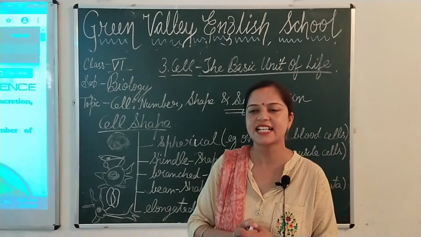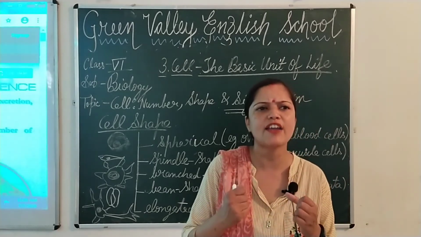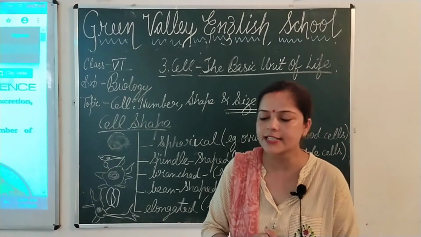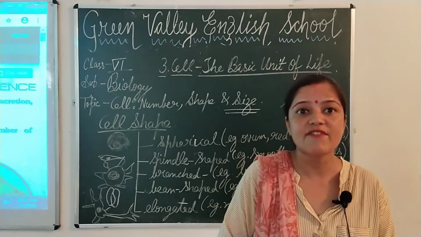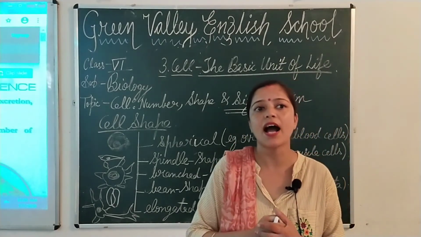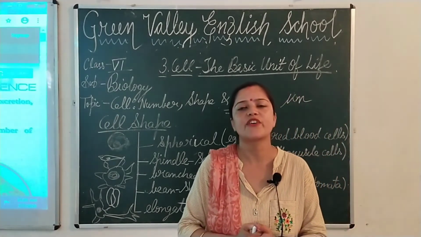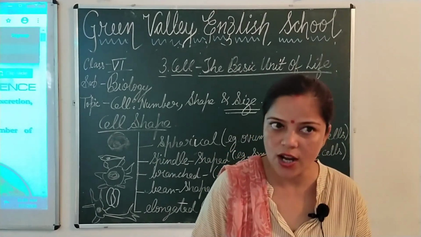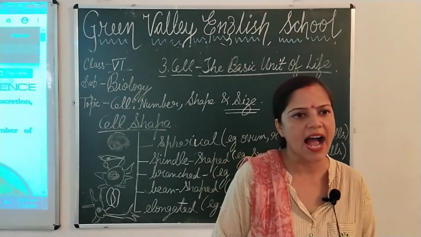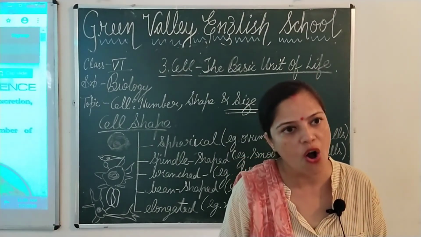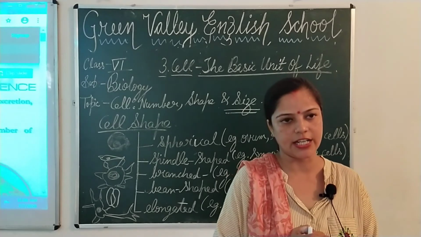The smallest cells are bacteria, 0.1 to 0.5 micrometer. The largest cell is the egg of an ostrich, 170 millimeter by 130 millimeter. In the human body, the red blood cell is the smallest cell, that is 7 to 8 micrometer, and the nerve cell is the longest cell, about 100 micrometer.